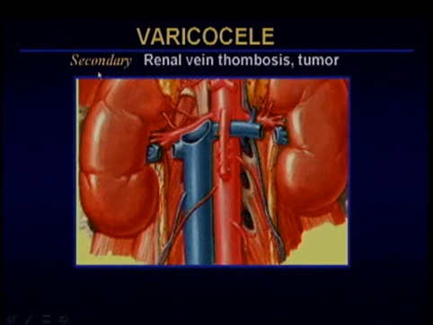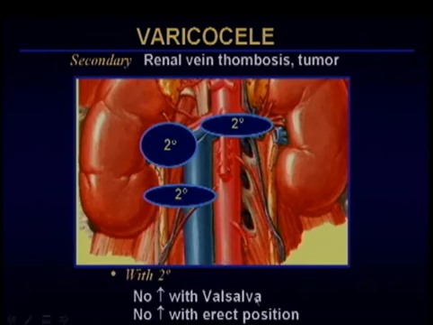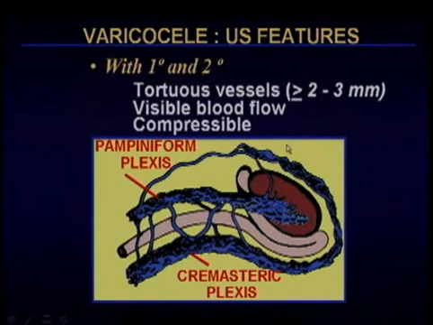With an acquired or secondary varicocele, there's a frank obstruction, either at the level of the renal vein or at the level where the right spermatic vein joins the inferior vena cava. And then, because there's a frank obstruction, you do not see those changes with various maneuvers, including Valsalva or change in the patient's position. And here are just some examples of the location where varicoceles can occur.